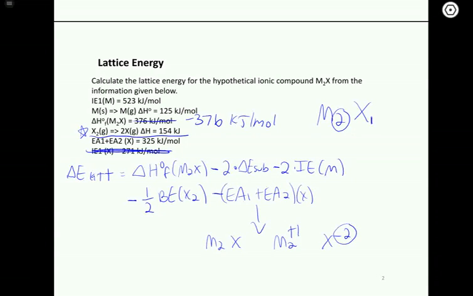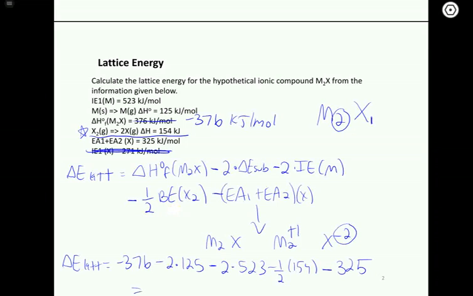And if we use this equation, we get the lattice energy is equal to minus 376 minus 2 times 125, which is the delta E of sublimation, minus 2 times the ionization energy, which is 523, and then we have minus 1/2 times the bond energy, which is 154, and then finally we subtract that electron affinity term, the combined EA1 and EA2, which is 325. And so if we work this out, we get... Sorry, I didn't calculate this beforehand, so now I have to do it.